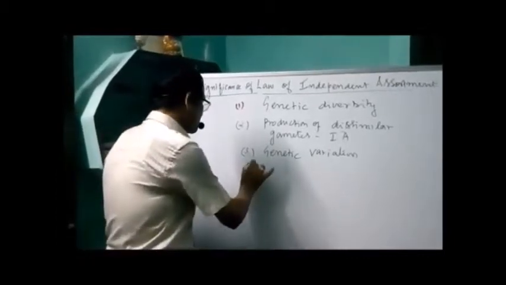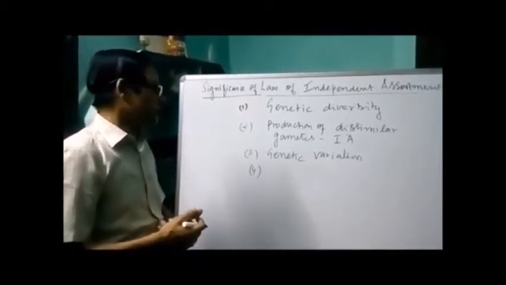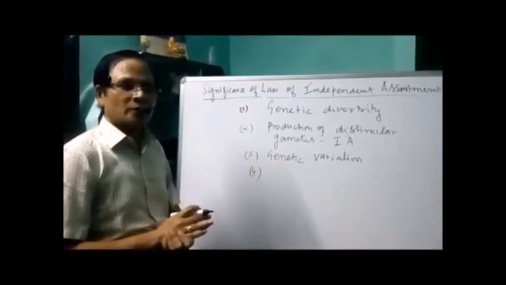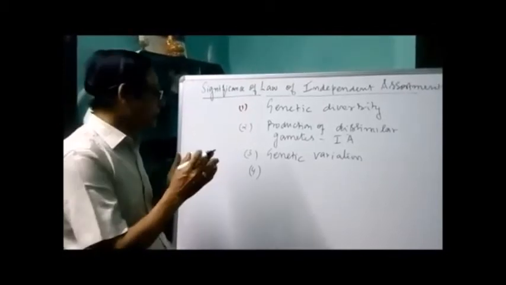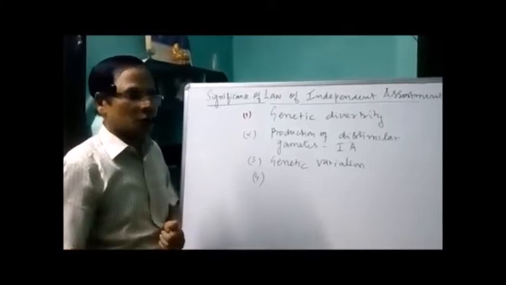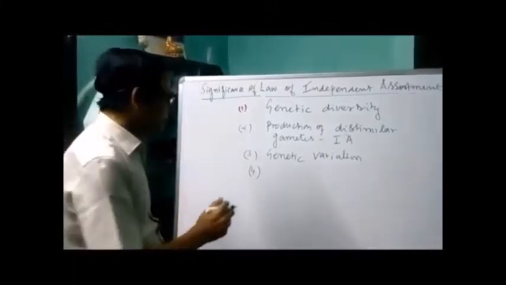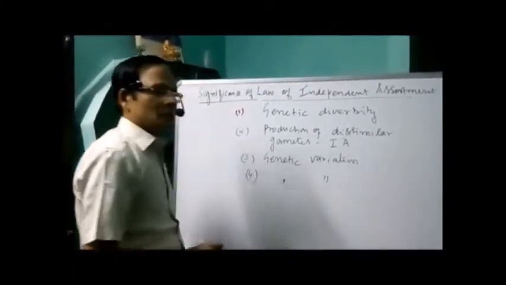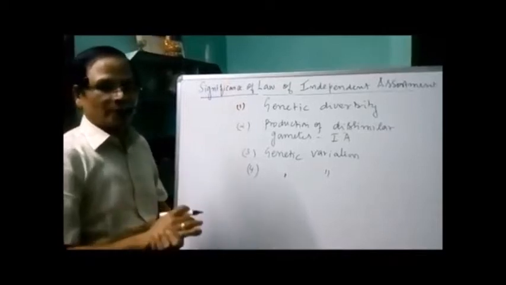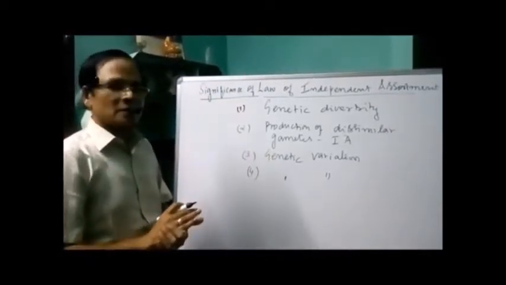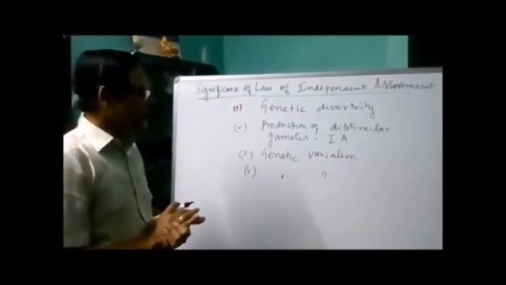Then, in sexually reproducing organisms, different types of combinations occur, leading to genetic variation. This is because of independent assortment. We can say in this way, in sexually reproducing plants or organisms, through independent assortment, genetic variation takes place. So these are the four significances or advantages of independent assortment. But one disadvantage, what I mentioned, is that it is not universal.